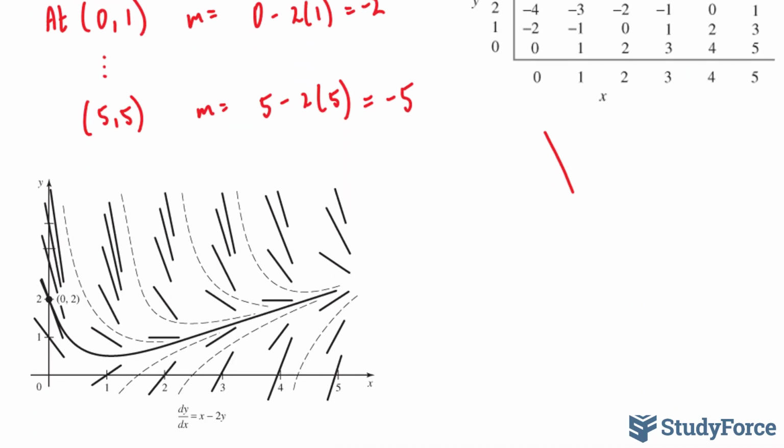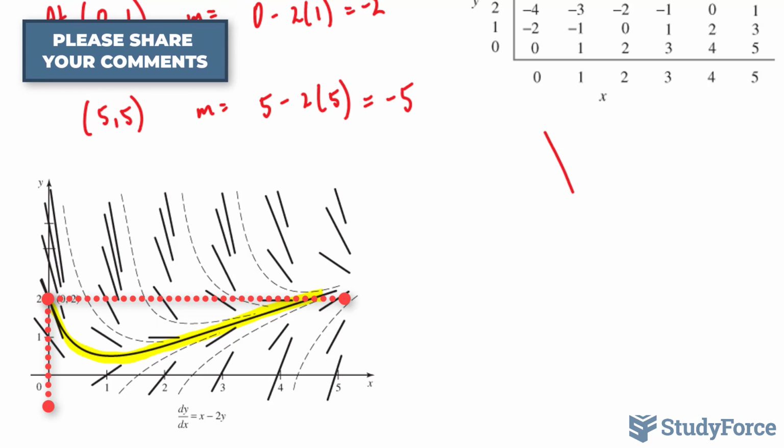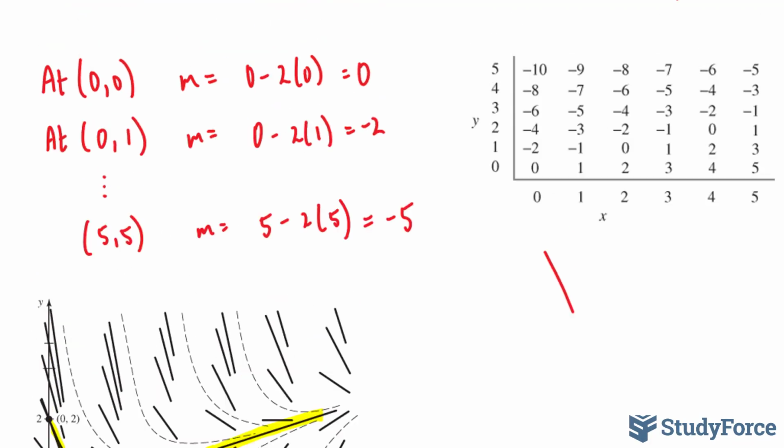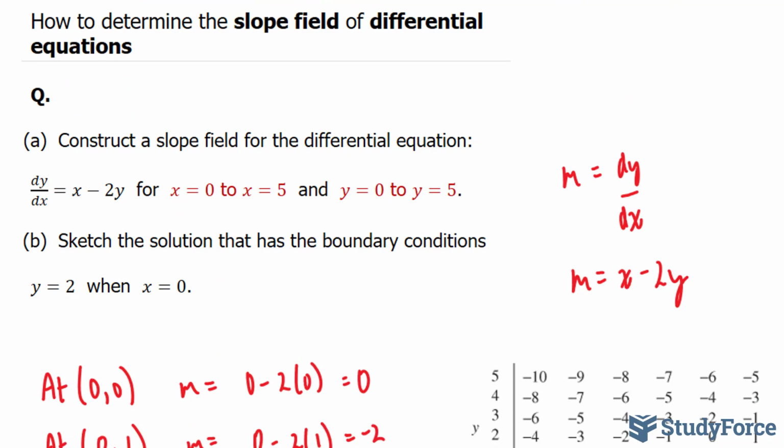So, from here you can see, this line never goes beyond 0 from the left side, so never goes negative 1 or negative 2 on the x's, and it never goes beyond y is equal to 2. Notice that it's always behaving within x being positive and it being less than y is equal to 2. So this represents the solution to question B. And there you have it. That is how to determine the slope field of differential equations.